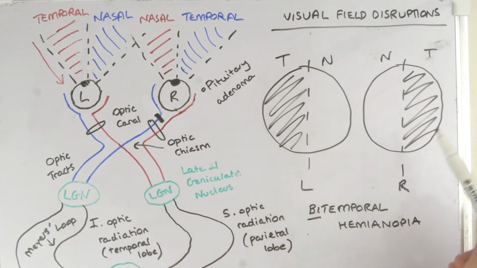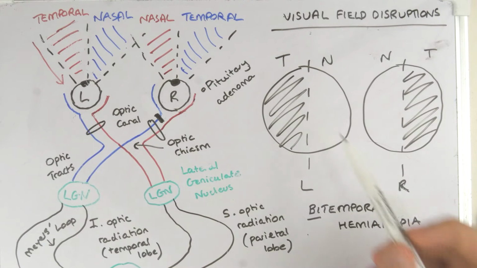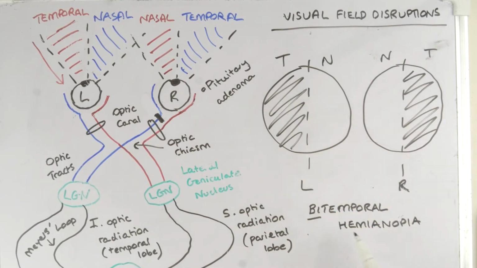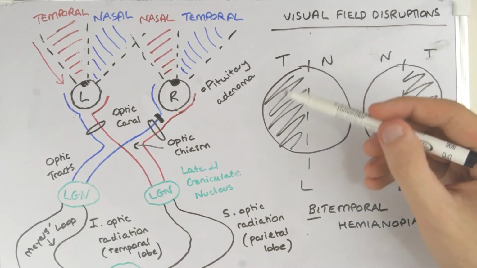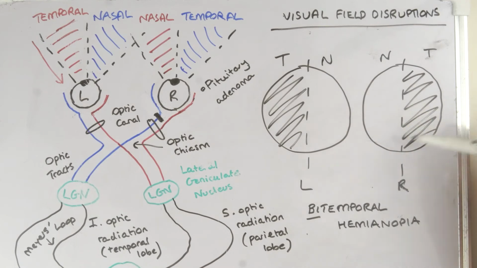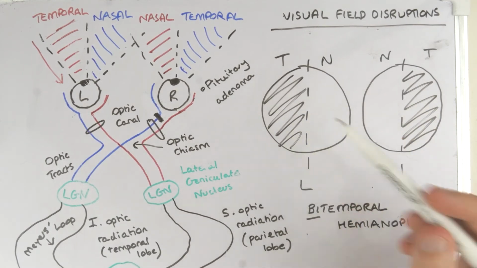Bitemporal because it's happened in both eyes, bitemporal because we've lost the temporal field, and again it's a hemianopia because we've lost a semicircle of vision from each complete eye. We've lost half the visual field.